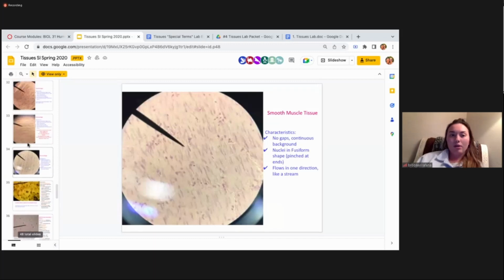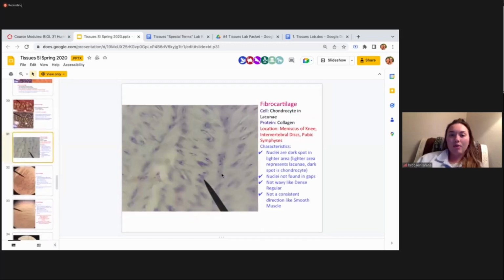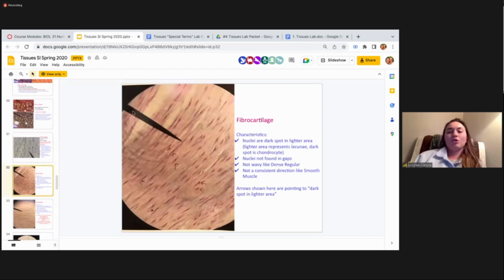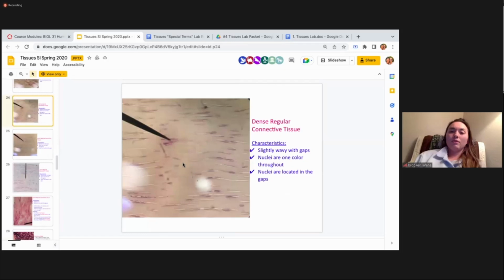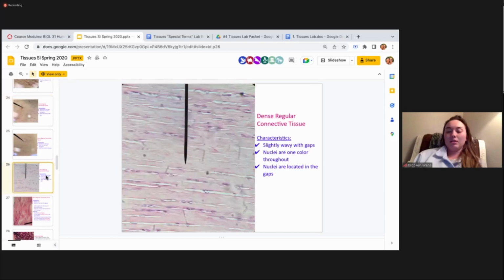Again, looking at one or two more examples of the fibro. Here's a fibrocartilage example. You can see how there are gaps. This is a very unique fibro example because we can really see the lacuna and the chondrocyte. I'll show you what I mean. In this fibro, we can see that there are gaps and the nuclei are not in the gaps for fibrocartilage. For dense regular, there are gaps and the nuclei are in the gaps, okay?